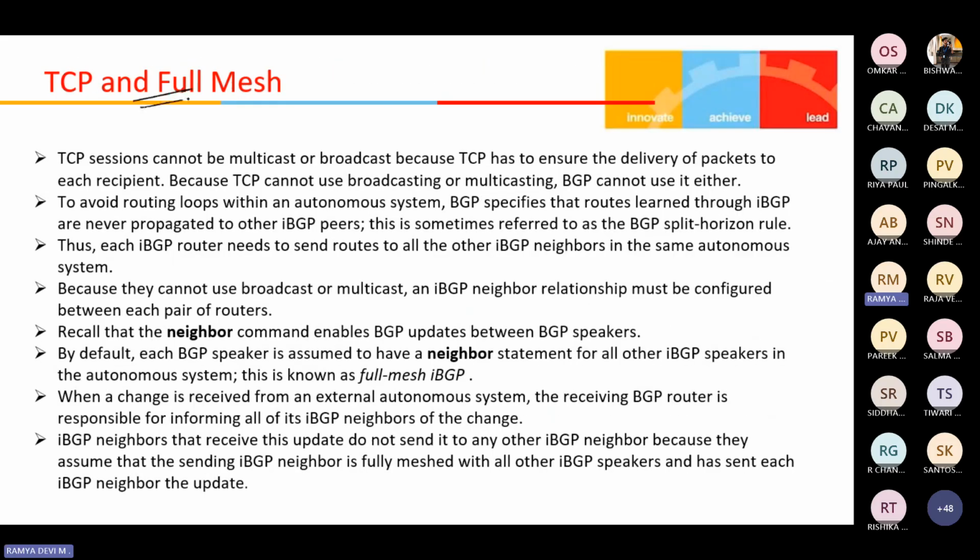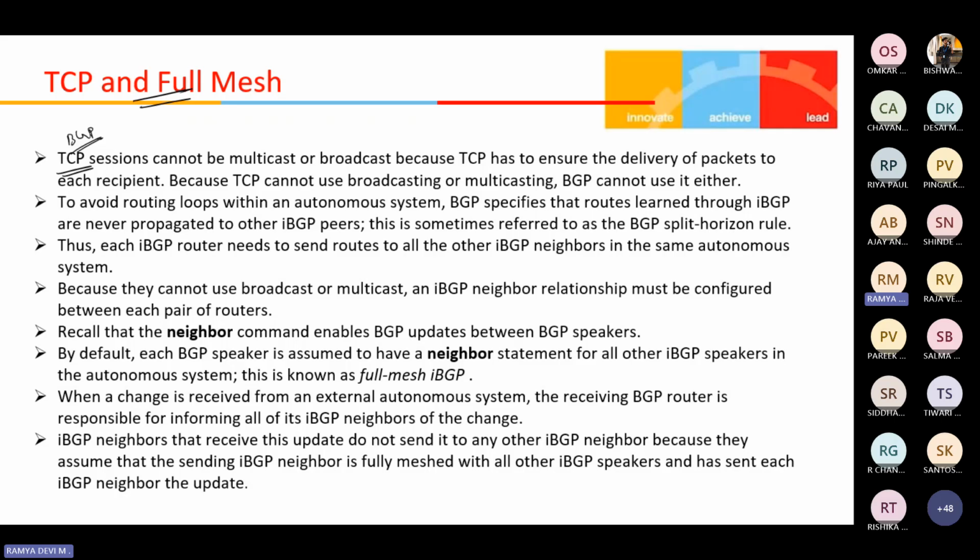Now we'll see TCP and the full mesh network. BGP uses TCP. TCP is the transport protocol for BGP. BGP runs on top of TCP on port number 179. TCP sessions cannot use broadcast or multicast; they have to use only unicast between two endpoints. Likewise, BGP also cannot use broadcast or multicast. That's the reason an update can be given for only one path.